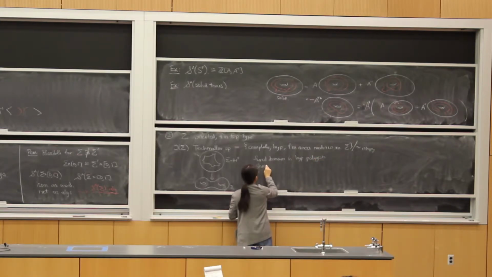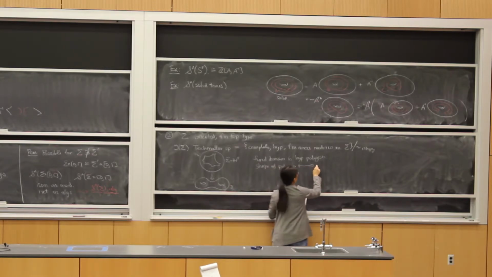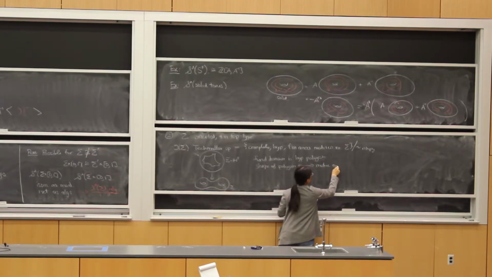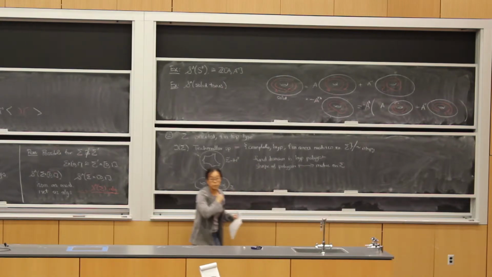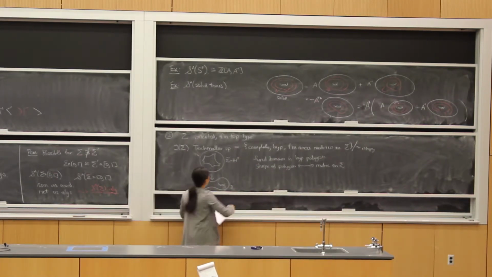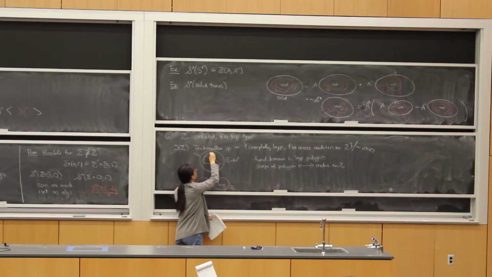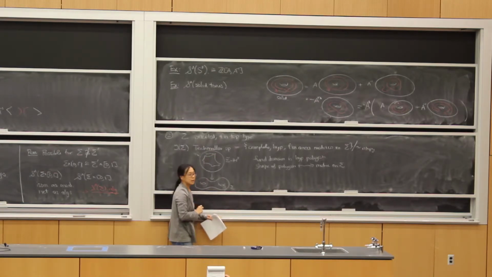The shape of the polygon tells you exactly what the metric is on sigma downstairs. Remember, sigma now is completely thin, right? There's no thickening, it's thin. Not only that, but this polygon tiles the hyperbolic plane, right? So I think yesterday she had some picture that looked like that, right?